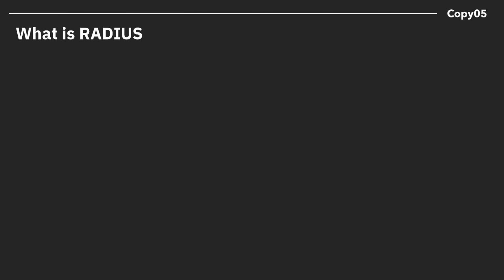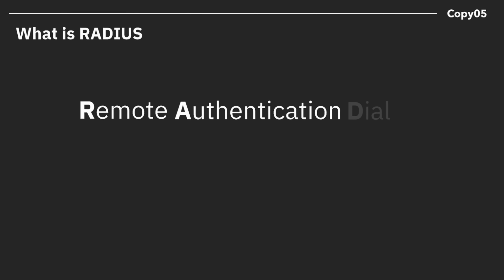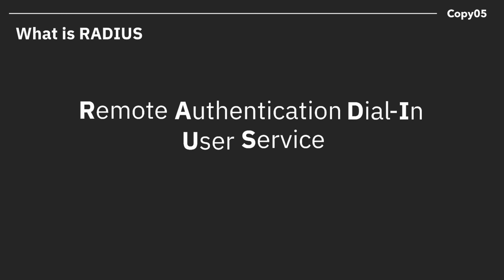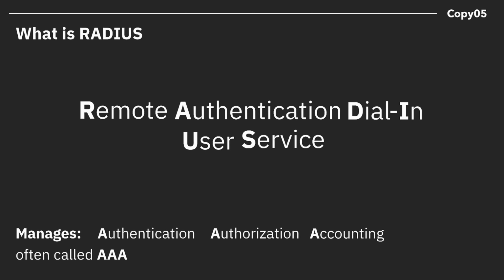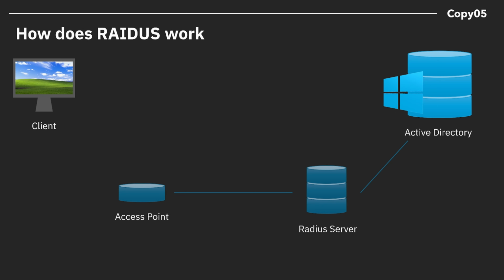Hey everyone, today let's quickly break down Radius, a key protocol used in network security. Radius stands for Remote Authentication Dial-In User Service. It's a protocol that manages authentication, authorization, and accounting, often called AAA. Here's how it works in simple terms.